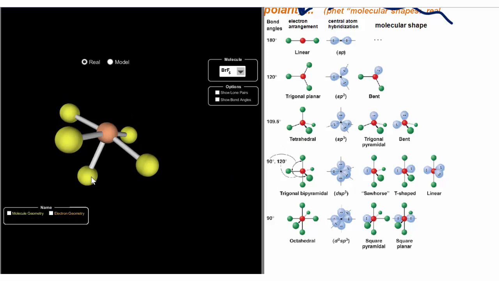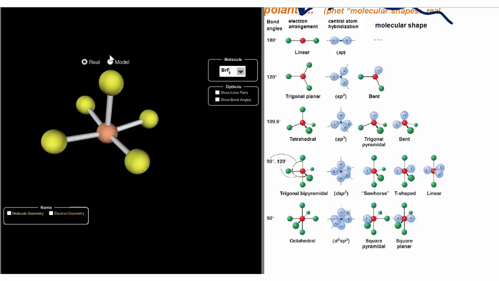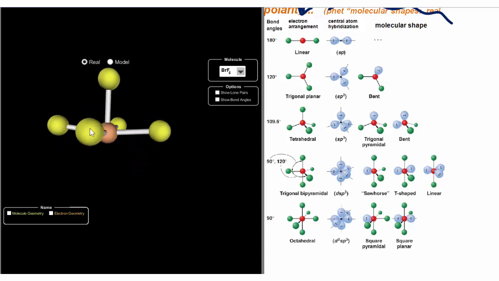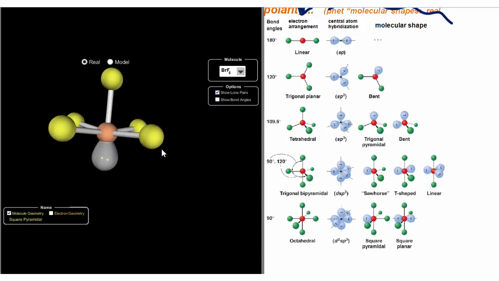Bromine pentafluoride. Recognize this shape? Square pyramid, square pyramidal. Electron geometry. The total is 6, so electron pair arrangement should be octahedral.